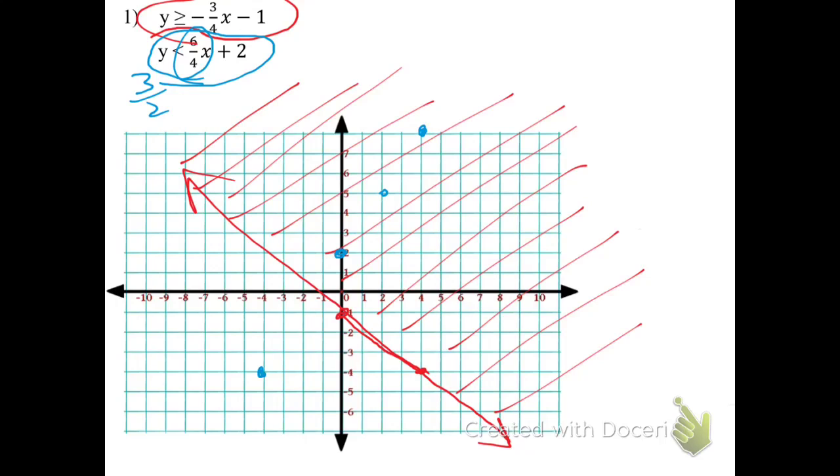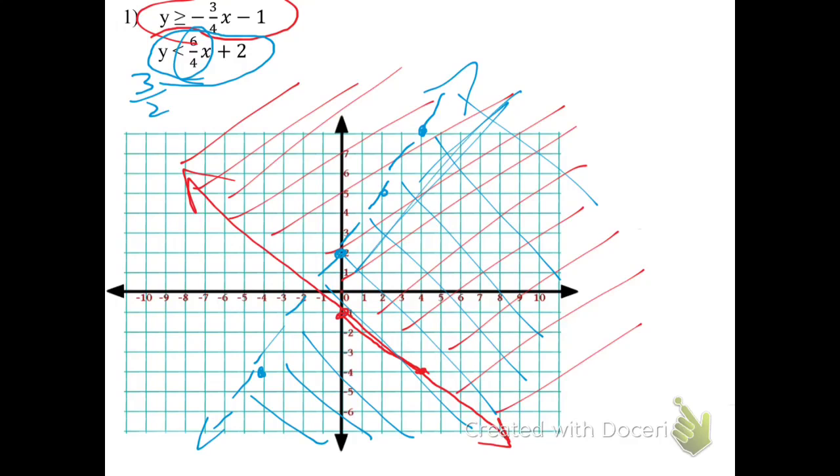Anyway, it has a strictly less than, so we are not going to have a solid line. We're going to have a dashed line that goes through our points. It is less than, so you have to shade down below the line, which is this direction, and make sure you double shade the part that gets double shaded. Make sure that's darker, because that's where the solutions are.